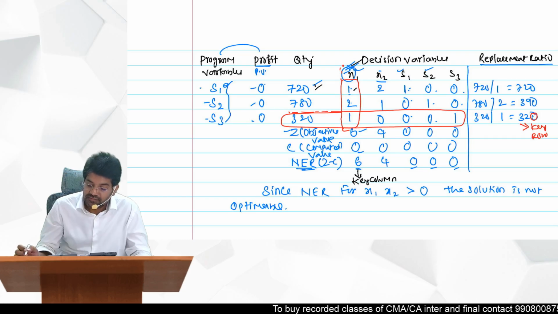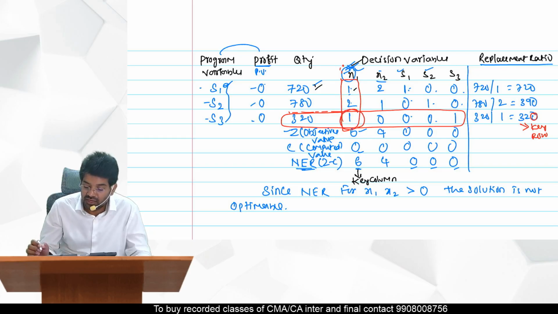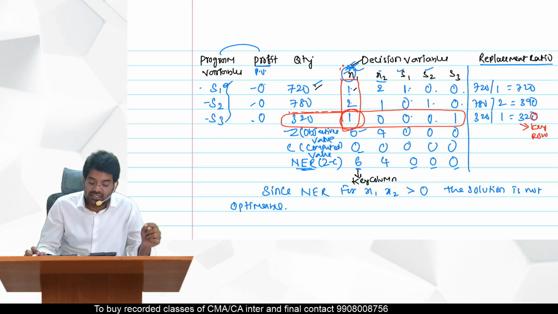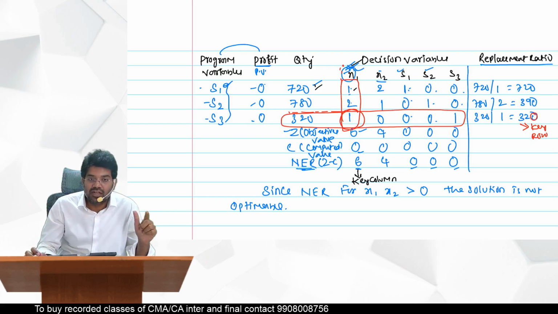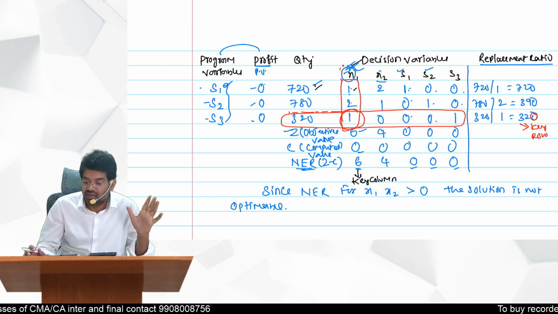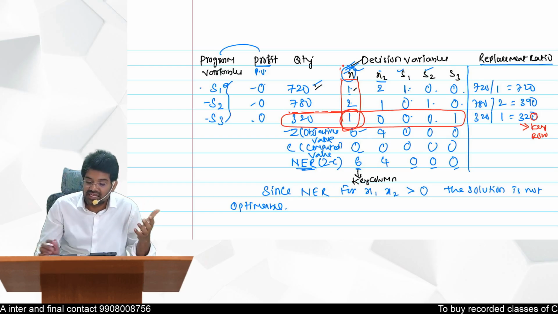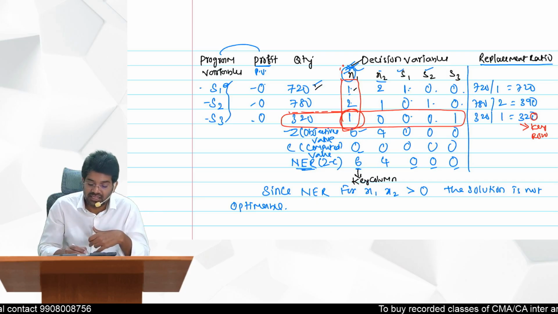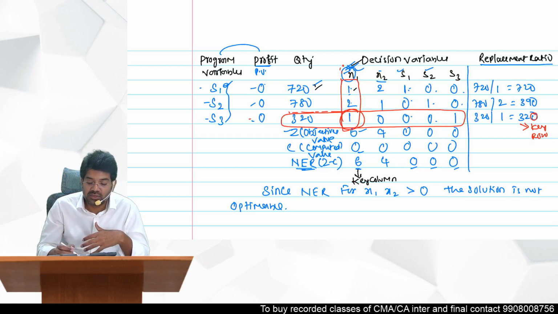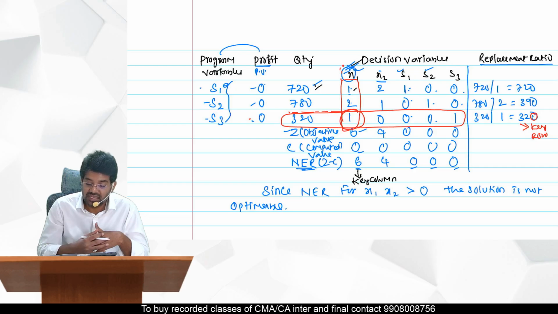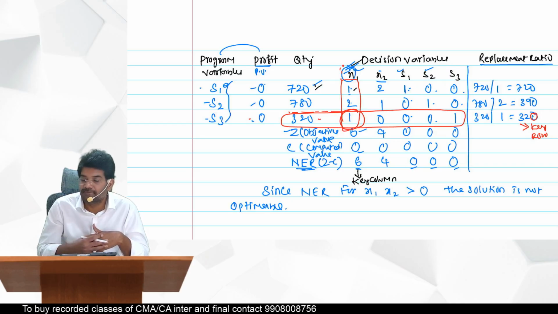Now wherever these two are intersecting, this is called the junction element or pivot element. Remember that. So we are going to replace S3 with what? X1 in the program variable. Now we understood that. Since we are replacing this, naturally the table values will change. In place of S3, X1 will come. And the profit per unit will change, the quantity also will change, and the decision variable values in this row will change.